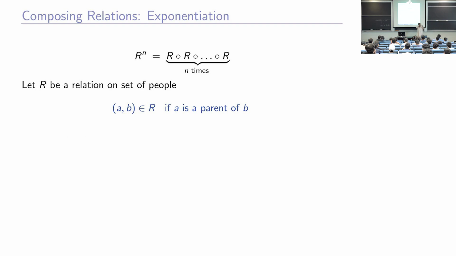The definition would say if A is related to B and B is related to C, then A should be related to C in the composite relation, right? So here, A is the grandparent of C. If A is a parent of B, and we apply R again, B is a parent of C, then A is a grandparent of C. Yes? So this is R squared.